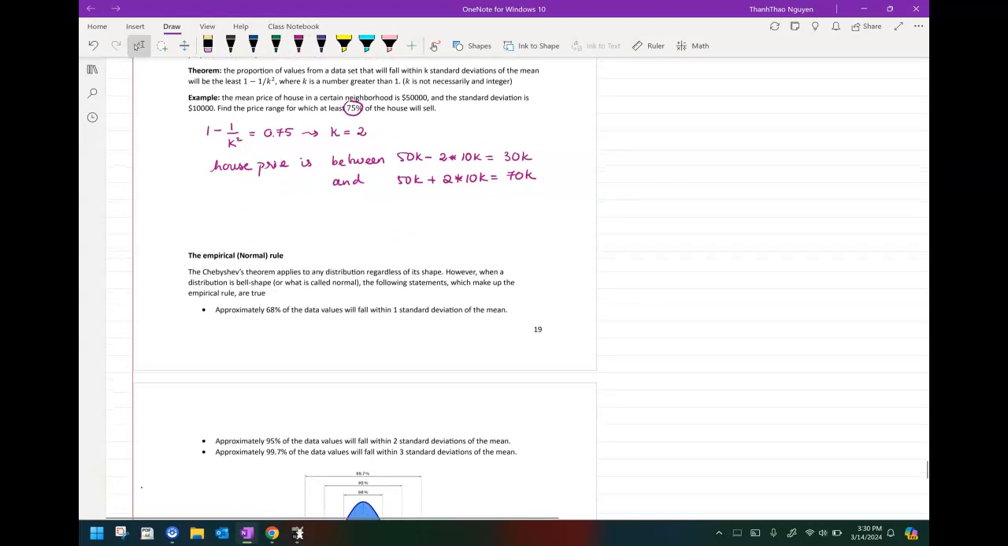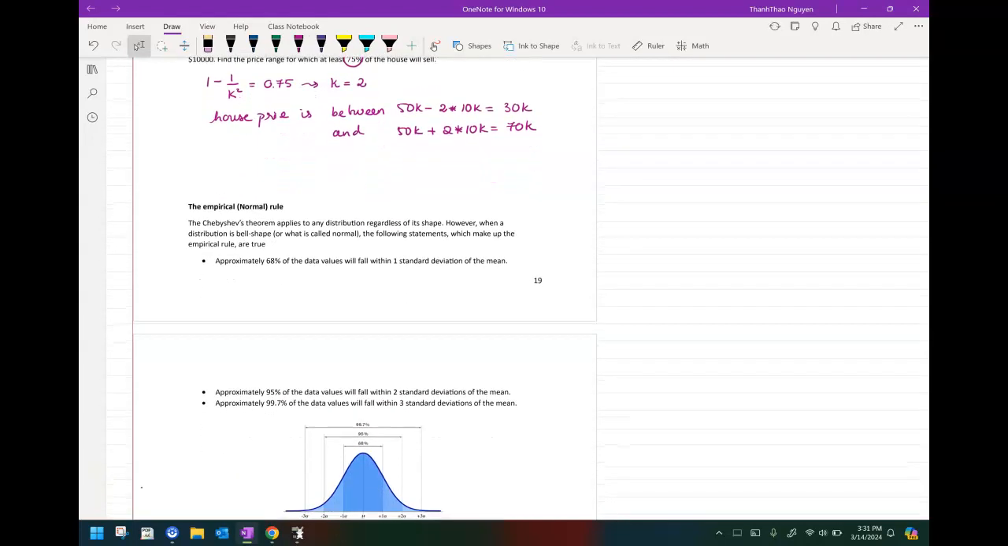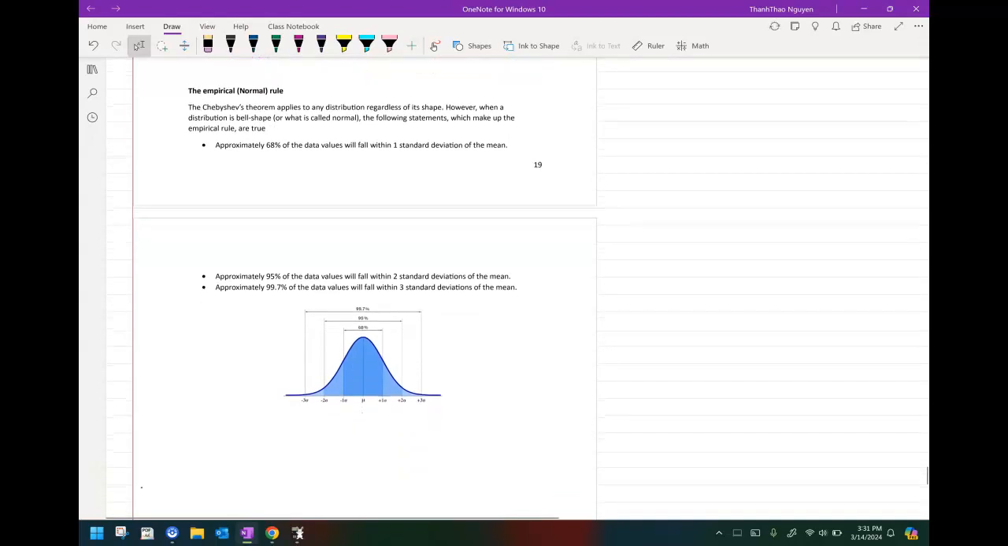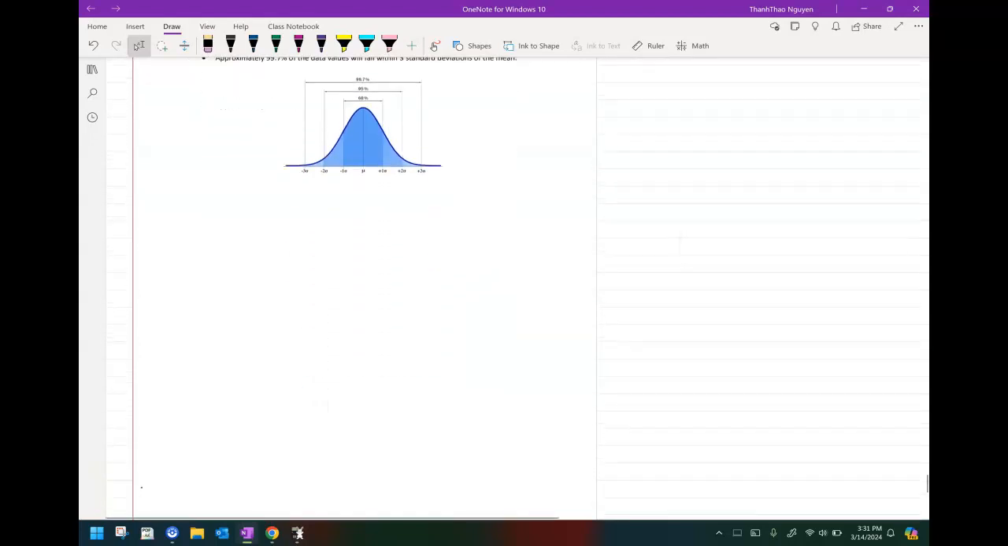The empirical or normal rule. The Chebyshev theorem applies to any distribution regardless of its shape. However, when a distribution is bell-shaped, or what is called normal, the following statements that make up the empirical rule are true. Approximately 68% of the data will fall within 1 standard deviation of the mean, 95% of data values will fall within 2 standard deviations of the mean, and 99.7% of the data values will fall within 3 standard deviations of the mean.